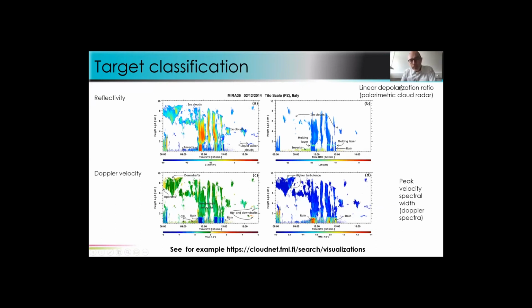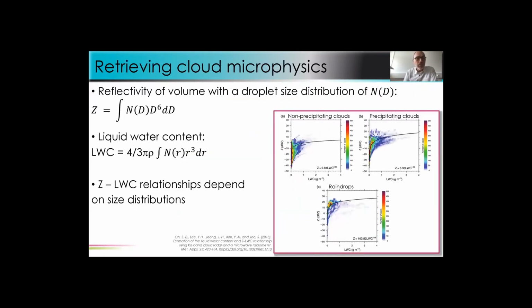The depolarization ratio can help us to look at the shape of the hydrometeors, and in particular the melting layer inside the clouds. And then the turbulence, so the spectral width in the Doppler spectra, can also help us to identify areas of higher turbulence, more variance, like in the rain. So all these parameters are used to derive target classification.